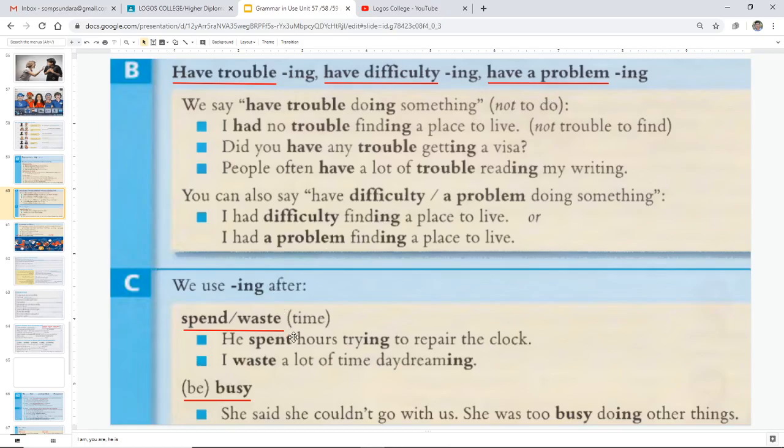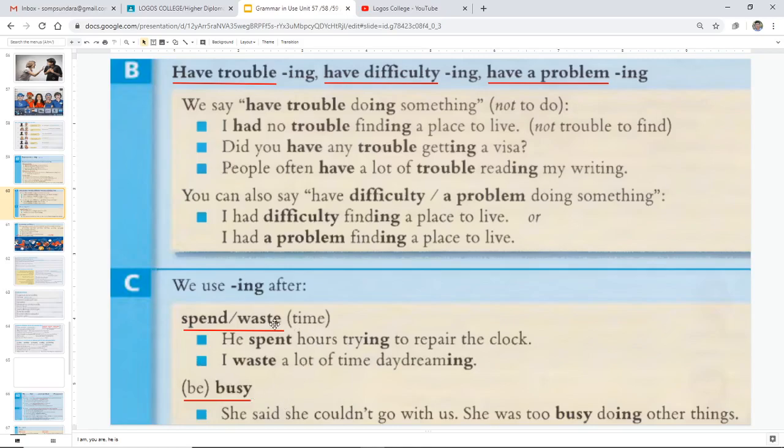Part C. We use the gerund after spend and waste, and also after to be busy. He spent hours trying to repair their clock. I waste a lot of time daydreaming. He spent a lot of time studying for the exam. He spent hours doing his homework. So with these three verbs, spend, waste, to be busy, we use it with a gerund.